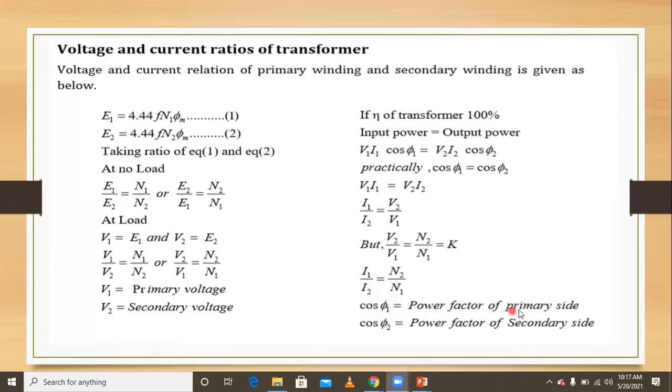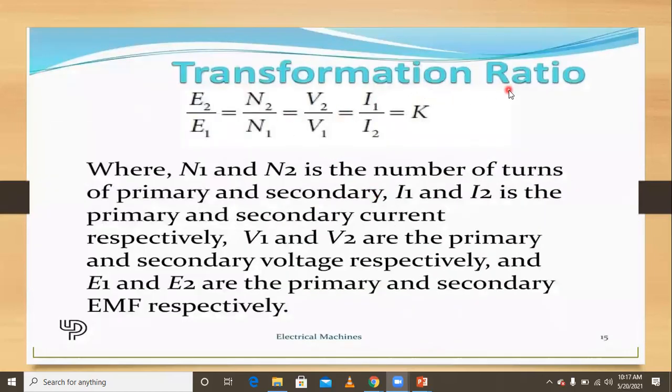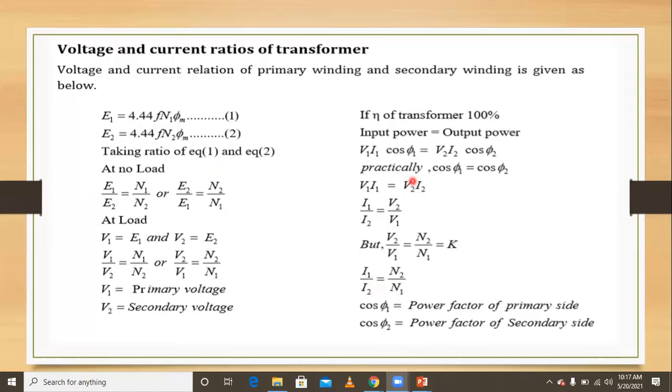Here cos phi 1 is called the power factor of the primary side, and cos phi 2 is called the power factor of the secondary side. So this is the voltage and current ratio of the transformer. Next, the transformation ratio. This total expression you can write like this: E2 by E1 is equal to N2 by N1, and this N2 by N1 is equal to I1 by I2. That is equal to K.